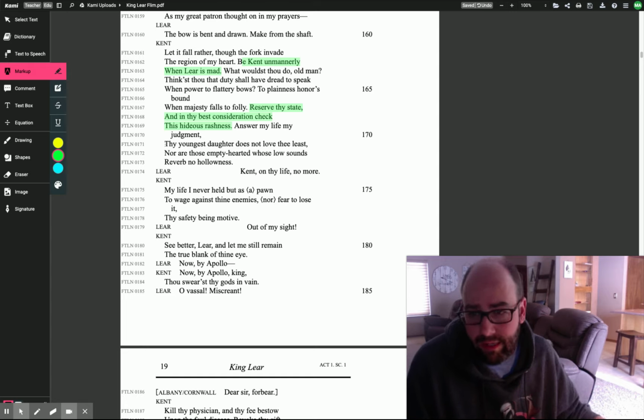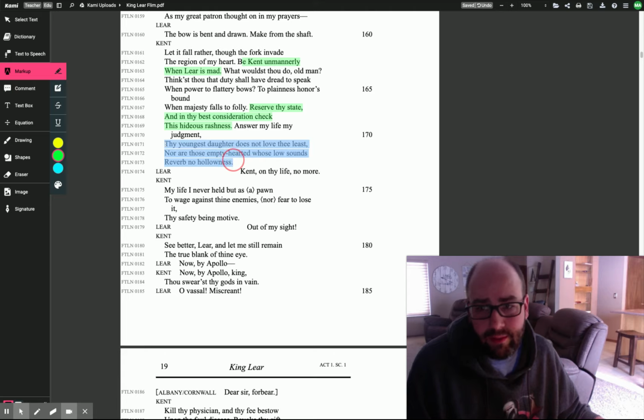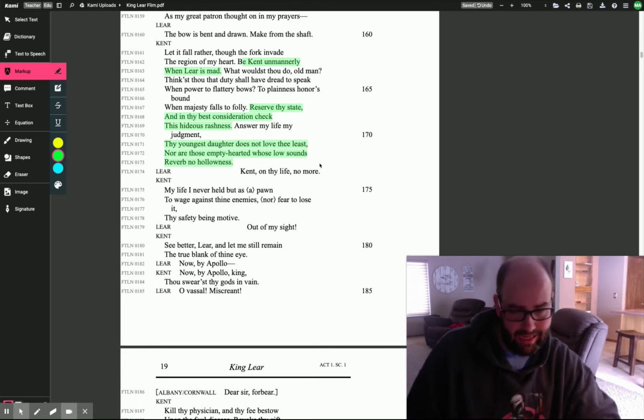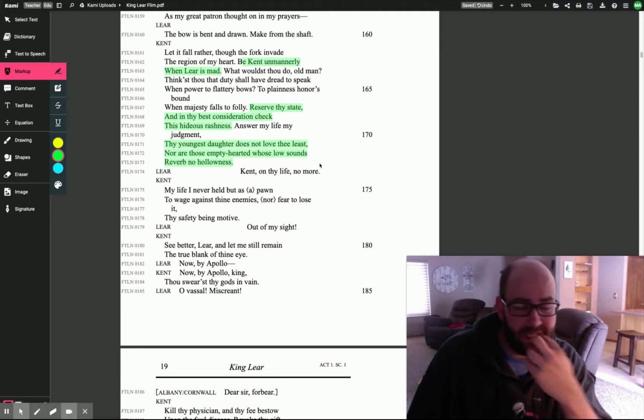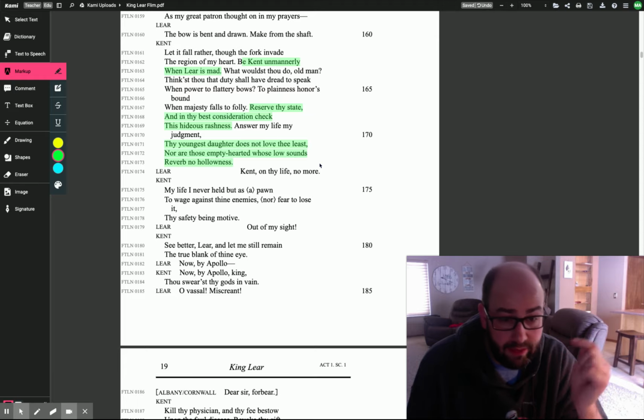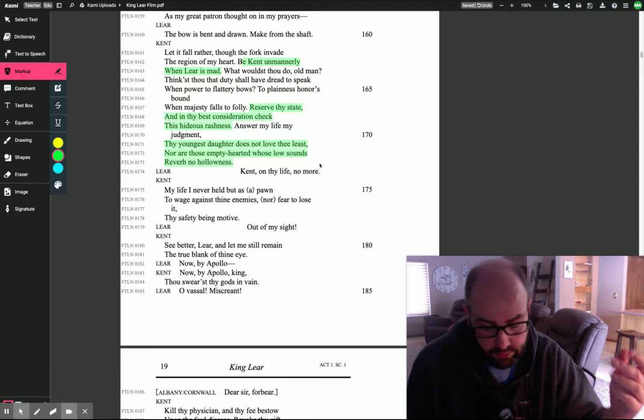So he's trying to get Lear to see that the other two, Goneril and Regan, are lying to him, right? They're just saying words. They don't mean any of it. And that Cordelia really loves him most.